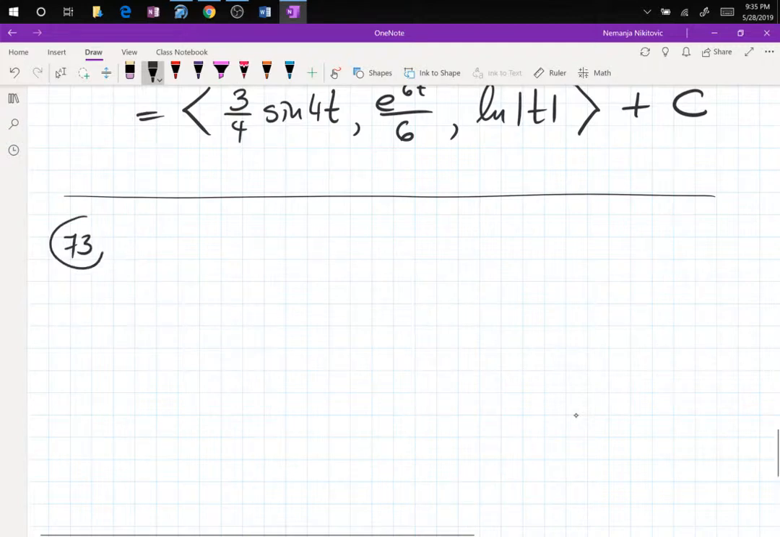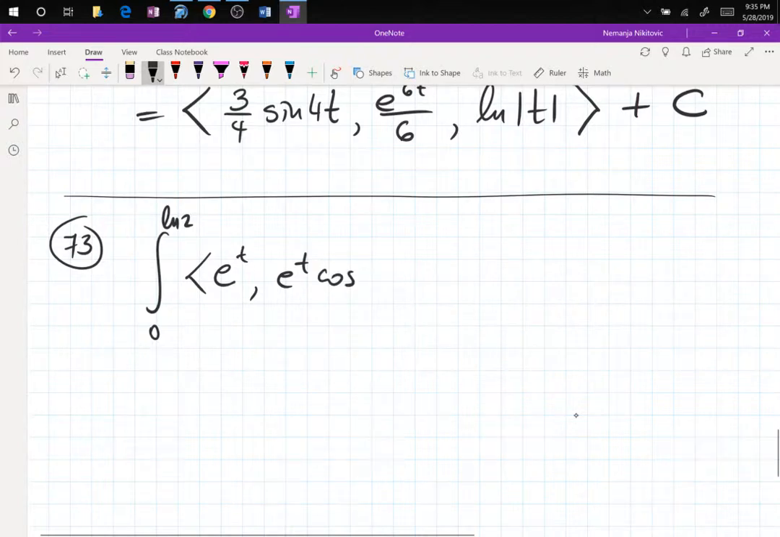73. Integrate 0 to ln 2. You immediately know it's going to be nice, right? e to the t, comma, e to the t cosine pi e to the t. It's a 2D vector. That's nice.